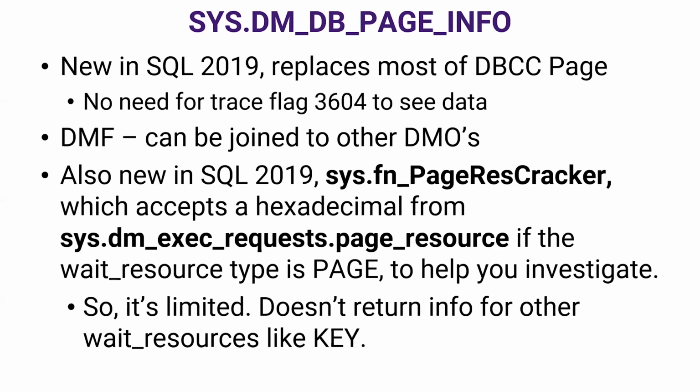And last one, I believe, sys.dm_db_page_info. This is new in SQL 2019. It replaces most of the use for DBCC PAGE. This is a little convoluted if you're not used to dealing with DBCC PAGE. There's no need to turn on that trace flag anymore. This is a DMF. It can be joined to other DMOs.